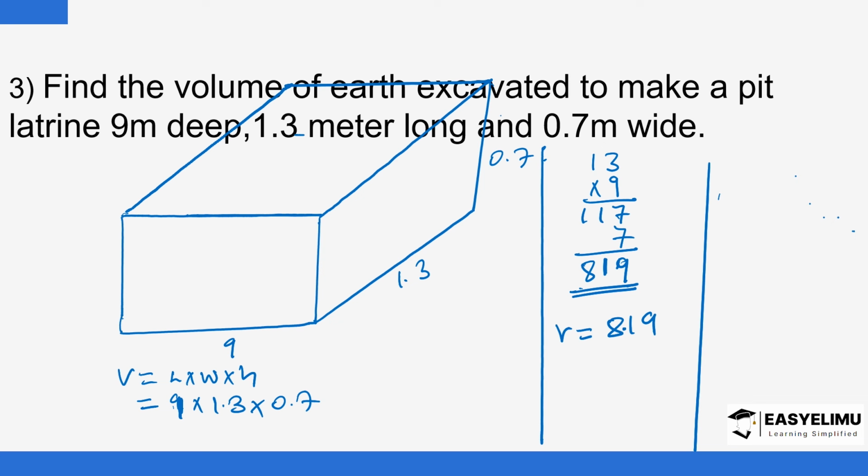Let me do it again. So we have 13 by 9 first. So we have 3 by 9 is 27, 7 carry 2, and that is 11. That's okay. And then we have 7, 49, 11, and then 8. And so that is what it is. So the volume there should be 8.19 cubic meters.